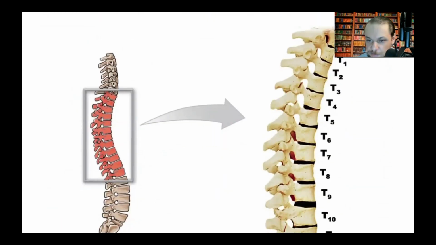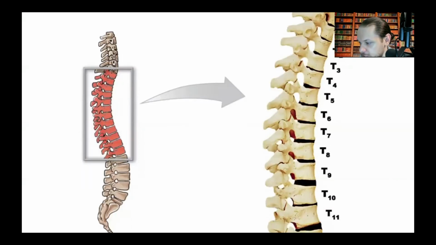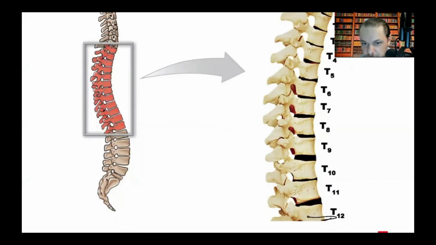As we move our way down, we get to the thoracic vertebrae. We have T1 all the way up to T12. And this runs essentially through your thorax. This is where all the major organs will be.